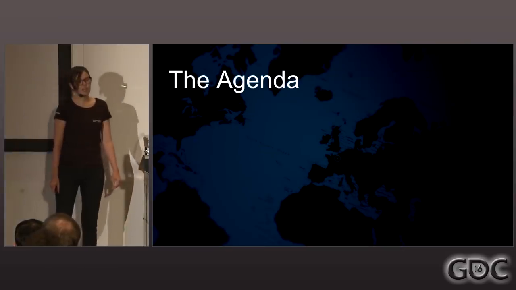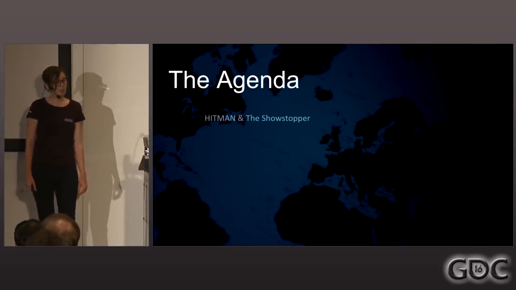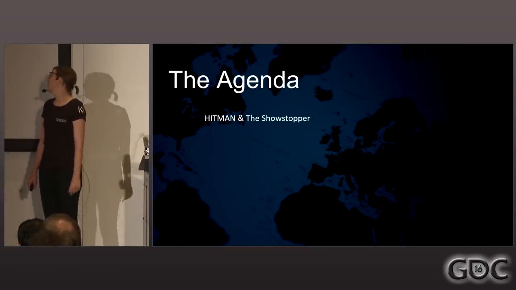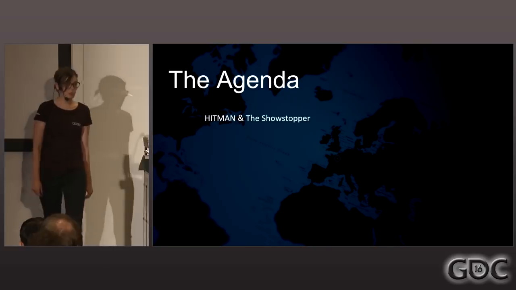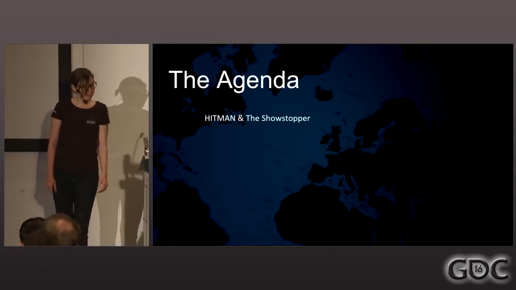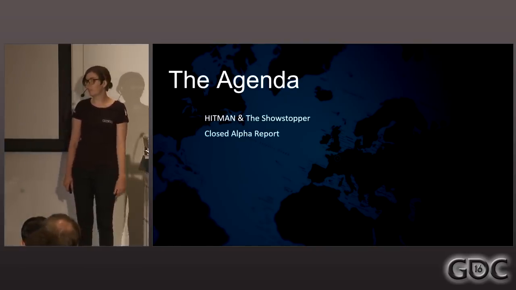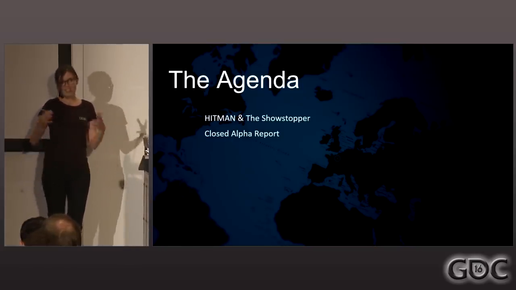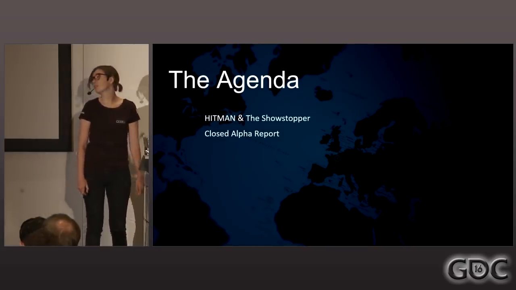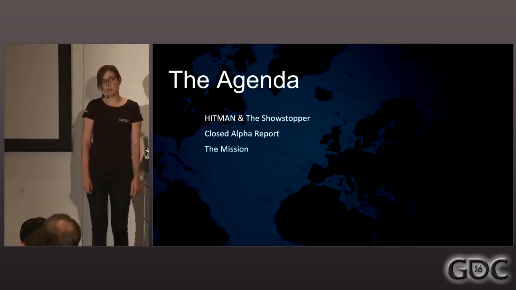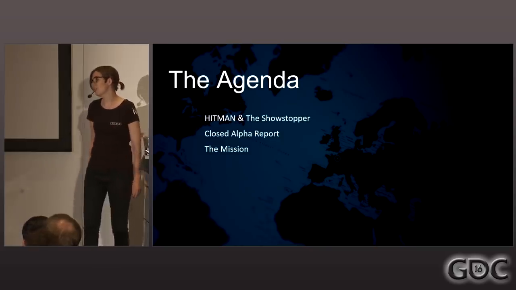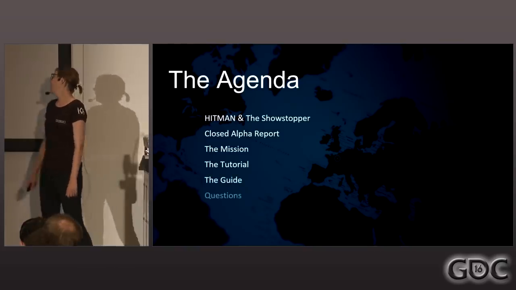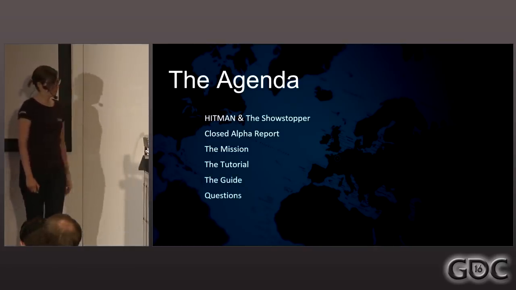The agenda for today, first of all, we would like to introduce Hitman, of course, and then the level Showstopper, which takes place in Paris, which is the big level that we launched in March. Then we want to talk about the closed alpha report, which was quite a pillar in our development of Hitman. Then we want to talk about the mission, which is also going to function a little bit as an agenda, where we talk about the tutorial and the guide. And then hopefully we'll have time for questions.